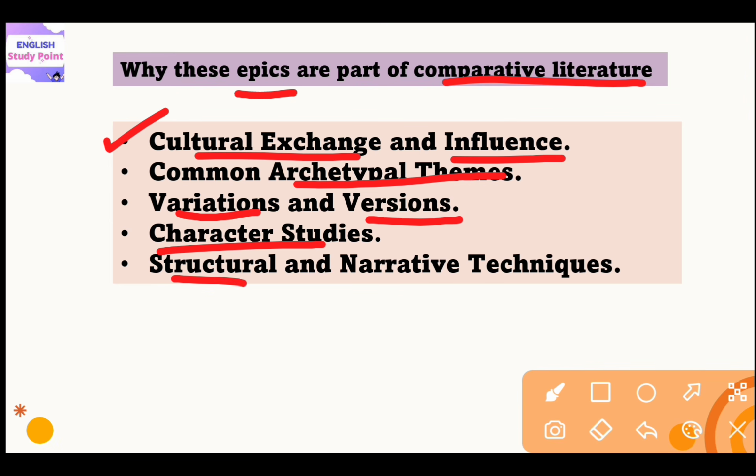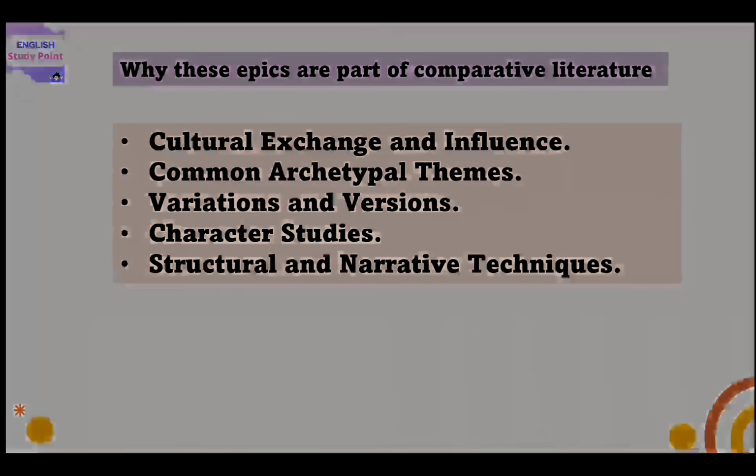Then last one is structural and narrative techniques. So we see that there is presence of frame narratives in the Mahabharata, use of flashbacks, non-linear storytelling in these epics, which may provide a basis for comparing narrative techniques employed in other literary works, both ancient and modern. So comparative literature explores how different cultures play with narrative to evoke emotion, build suspense, impart moral lessons, draw up parallels, and also note distinctions.